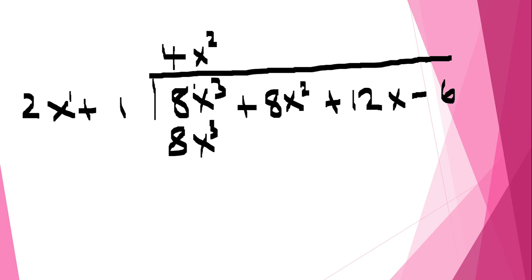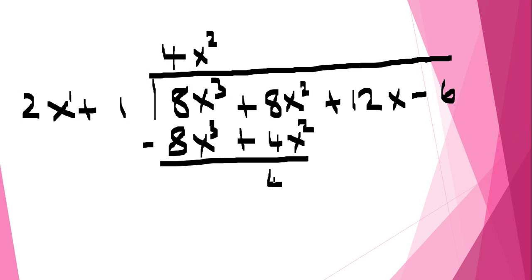The next step from here is to distribute that 4x squared with 1, which will give me 4x squared. Subtract that. That cancels off really well. 8 minus 4 will give me 4x squared. I will pull down the 12, so I have 12x.